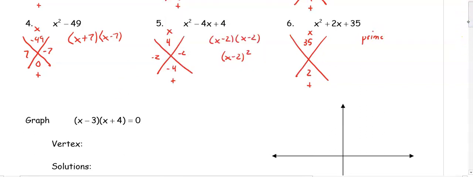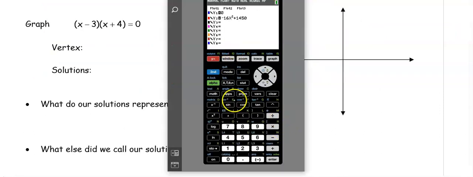Before we get to zero product property, we're going to look at the graph of an equation. So using our graphing calculator, we're going to type in the equation x minus 3 parenthesis x plus 4, and in y2 we're going to put 0. We're going to hit zoom 6 to reset our window in case something happened to it. We can see our picture.